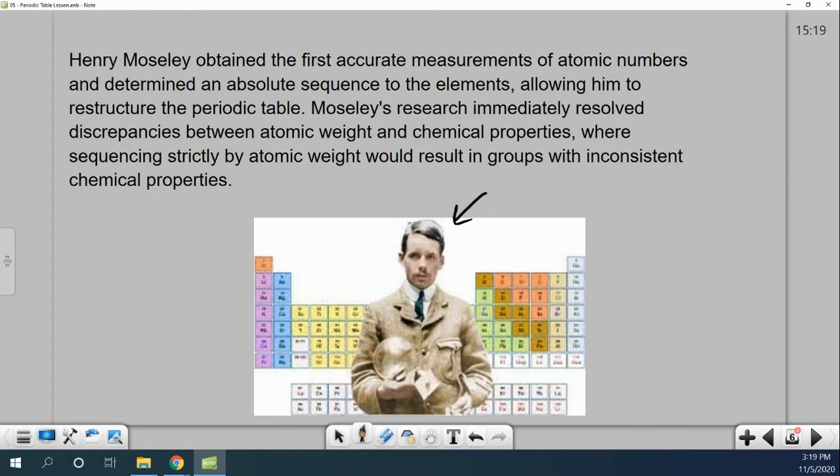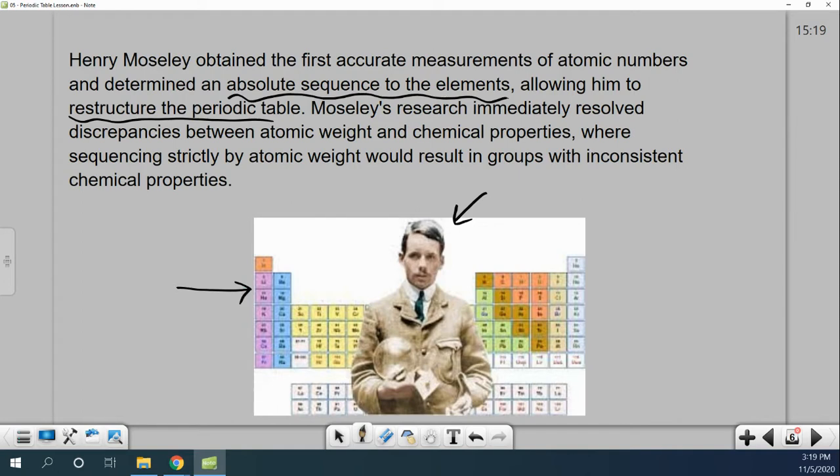And so he starts accurately measuring atomic numbers. And he determined the absolute sequence to the elements. He figured out that no, Van den Broek was actually right. It is atomic number. It is not atomic mass. So he restructures this periodic table. He redesigns it into the modern shape we have today based on atomic number.